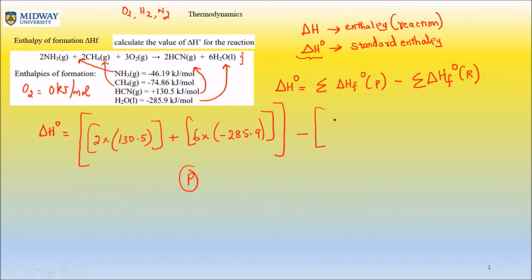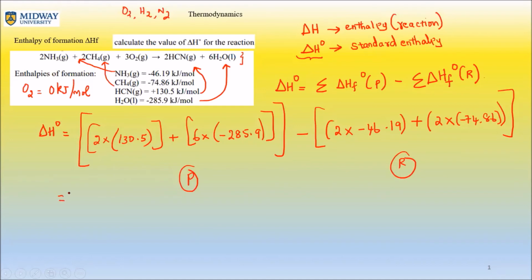Again, for the reactant side, we're starting with NH3, which is 2 times negative 46.19. This stuff is easy. Like I said, you do not have to memorize anything. Plus again 2 times negative 74.86. Close the bracket, close the big bracket. This is for reactants. Now, it's highly recommended you use as many brackets as possible because you can literally do all this calculation in one single straight line.